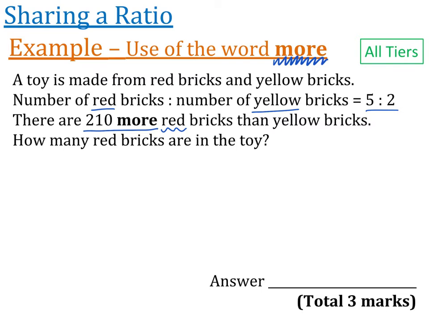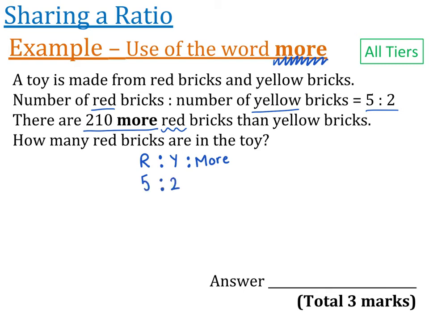So we're going to set this up very similar to the other day. So we've got red and we've got yellow, but we don't have the total. So in the last part, we're actually going to put the word that's in bold. We're going to put the word more. Okay, we'll come back to that in just a second. Let's fill in what we know about the ratio. The ratio of red to yellow is 5 to 2.